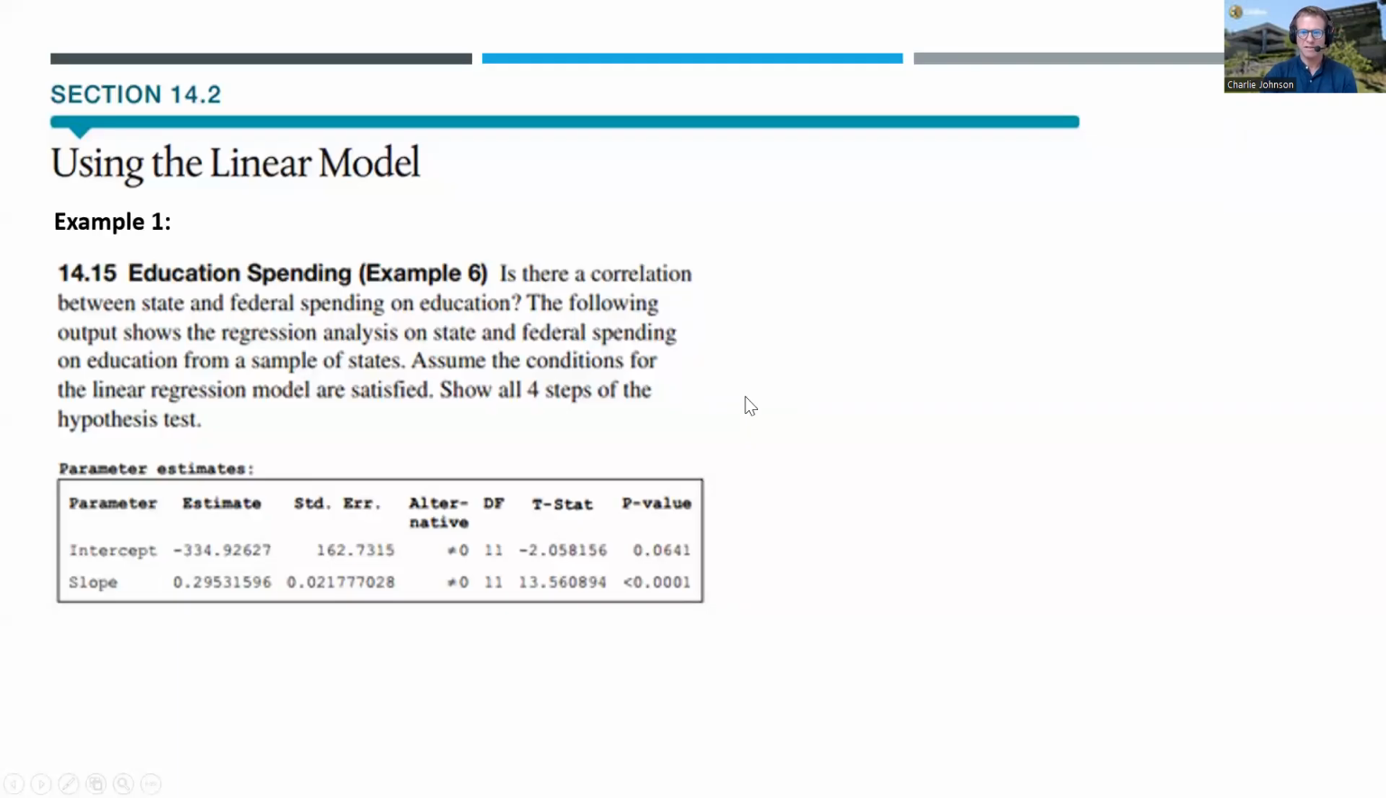Example 1. Education spending. Is there a correlation between state and federal spending on education? The following output shows the regression analysis on state and federal spending on education from a sample of states. Assume the conditions for the linear regression model are satisfied. Show all 4 steps of the hypothesis test.